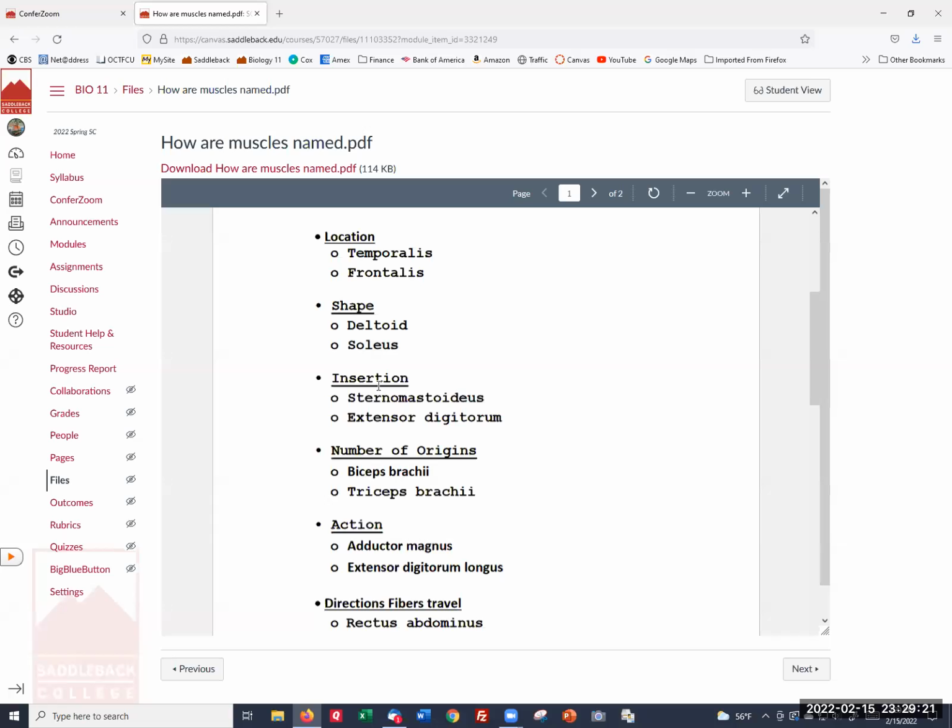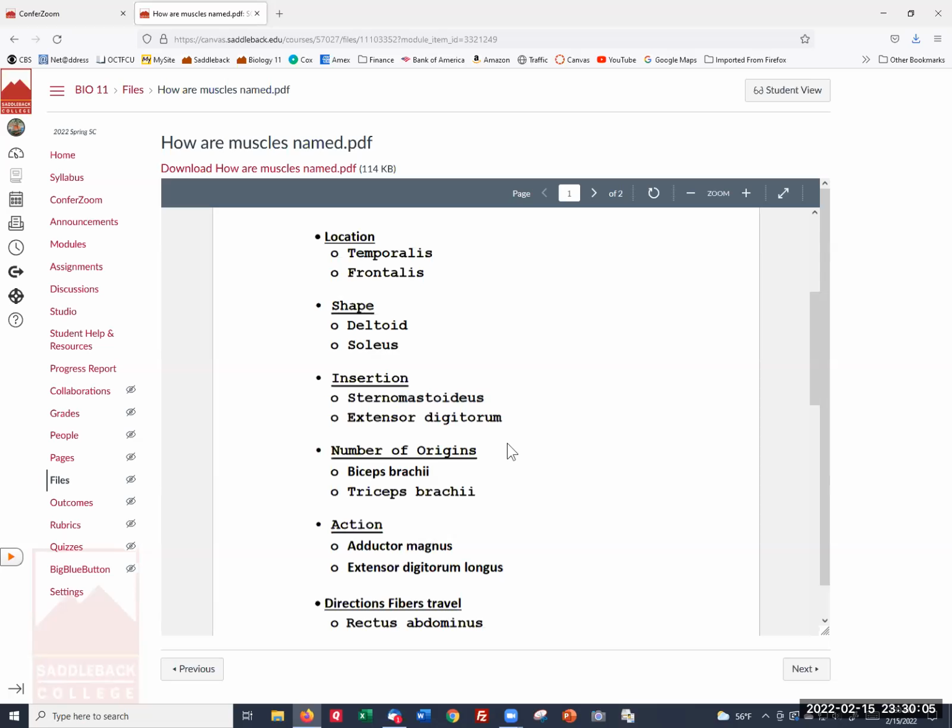Sometimes the insertion is important. Now this usually is much more beneficial to us. The sternomastoideus. The origin is first. The sternum runs to the mastoid process. So those two cord-like muscles that extend upwards from the manubrium of the sternum and spread out right and left to the mastoid processes of the sternomastoideus.